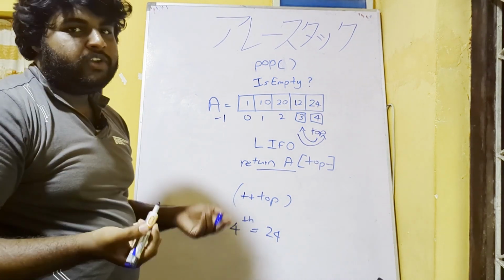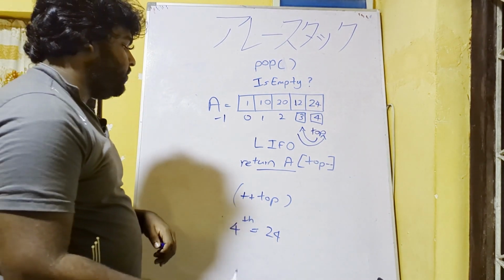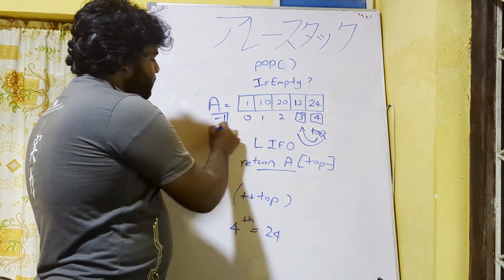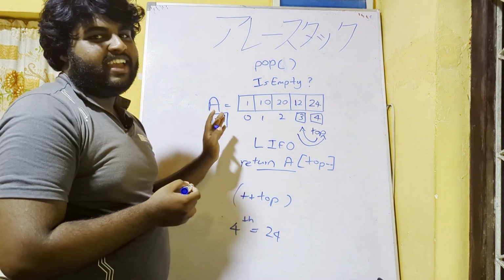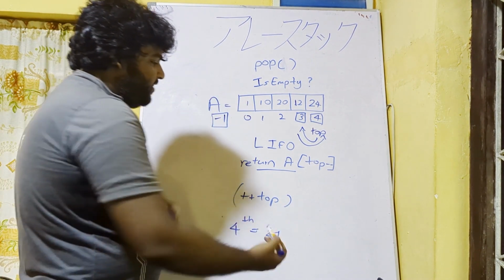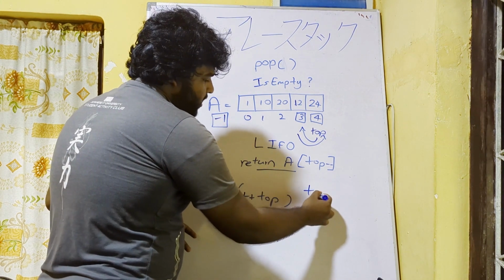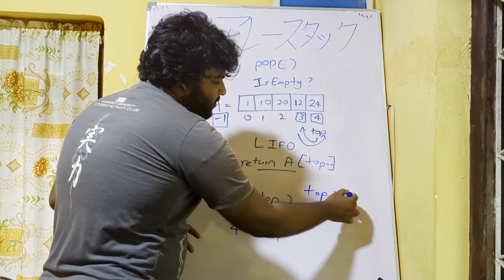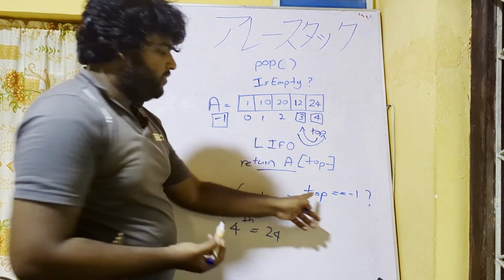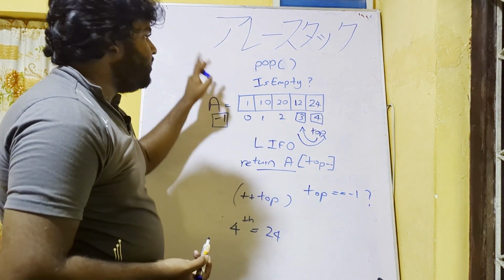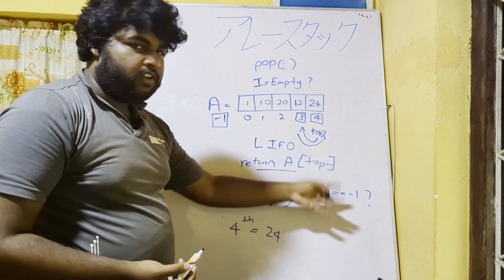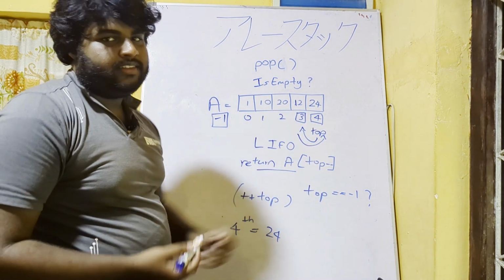How do we do that? That is very easy, because our top is -1 when the stack is empty. So we can simply create a Boolean function to return whether our top is equal to -1 or not. If this is equal to -1, the stack is empty. If it is not, the stack has elements.